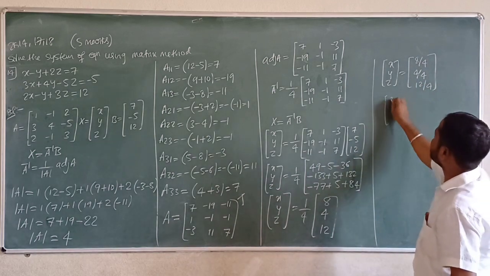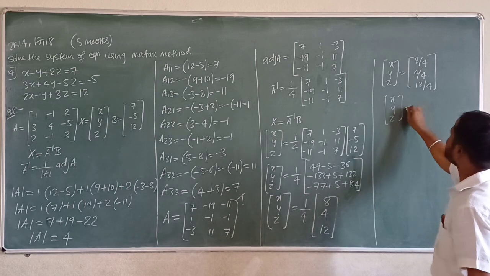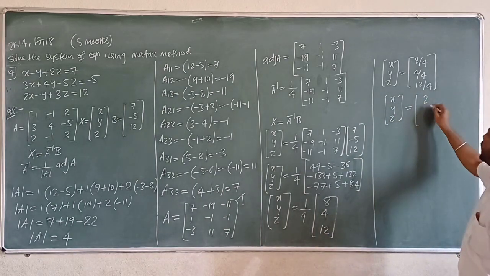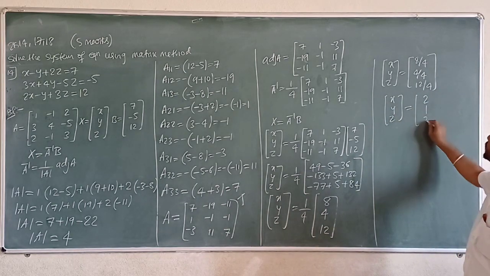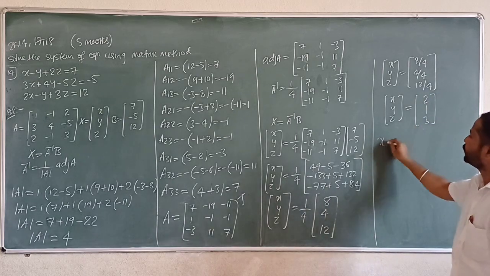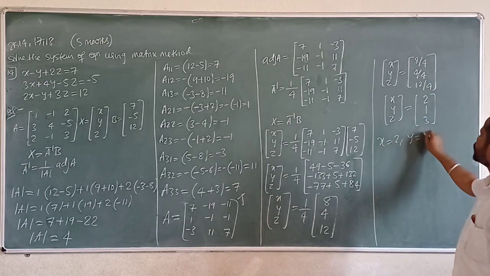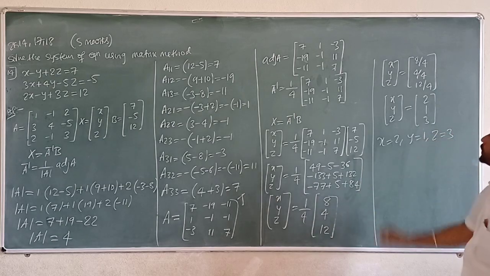Then x y z is equals to, see here, 4 1s are 4, 4 2s are 8, get cancel. 4 3s are 12, get cancel. So therefore x is equals to 2, y is equals to 1 and z is equals to 3 now, right.